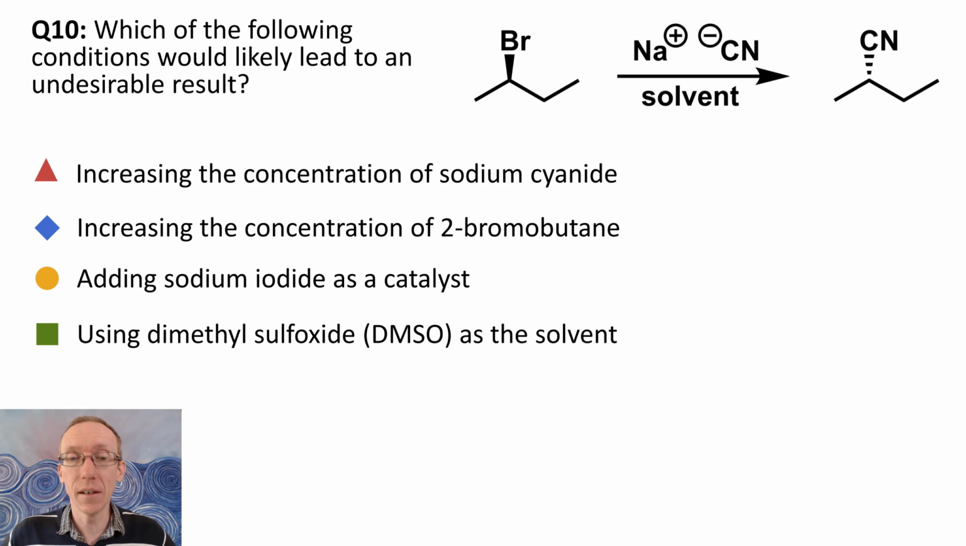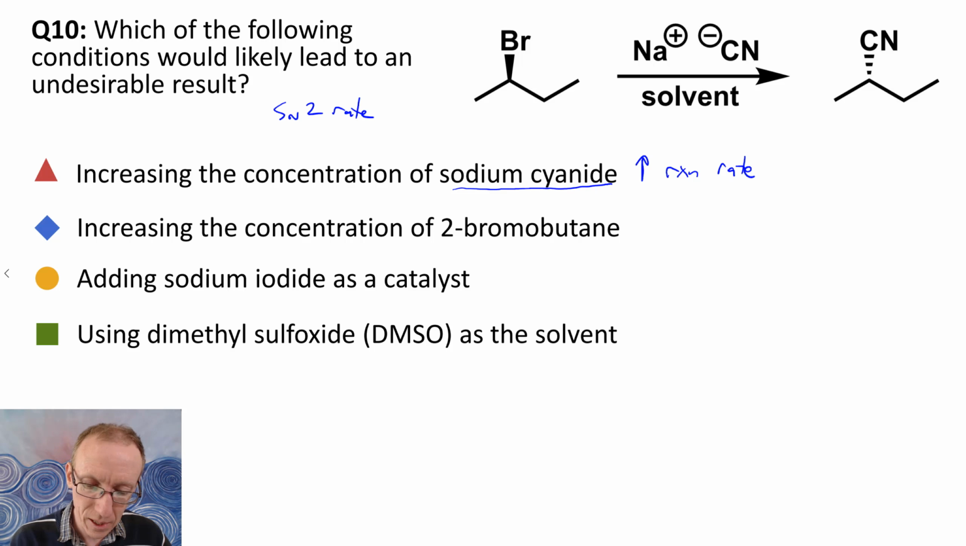Now the final question, question 10, is a little bit trickier. We're asked which of the following conditions would likely lead to an undesirable result. So it's a little bit of a vague question in some ways, but let's go through each of the answers in turn. If we increase the concentration of sodium cyanide, that will increase the reaction rate, because the rate of an SN2 reaction is equal to a constant k times the concentration of the nucleophile times the concentration of the haloalkane.